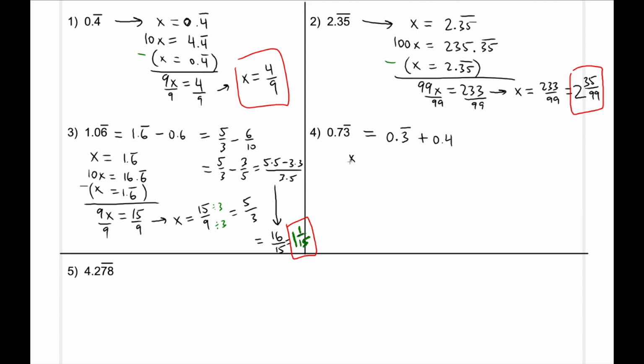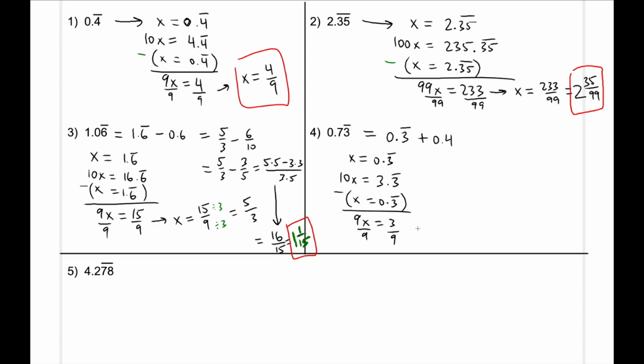And again, this is very convenient because we know we can work this one very easily by setting it equal to x, multiplying it by 10, because there's only one repeated digit right after the decimal point. Right? So that's going to give us 3.3 repeated. Subtract the first equation from the second. You're going to get 9x equals 3. The 3 repeats are gone. 3 minus 0 is 3.